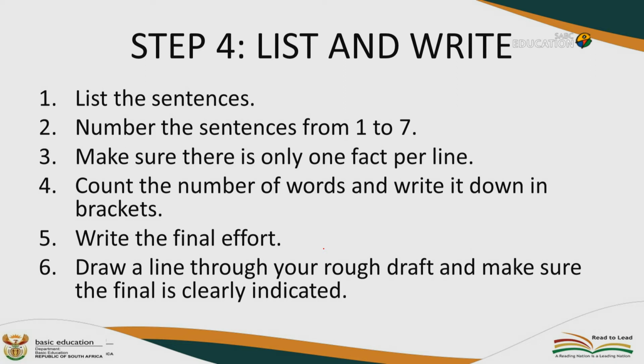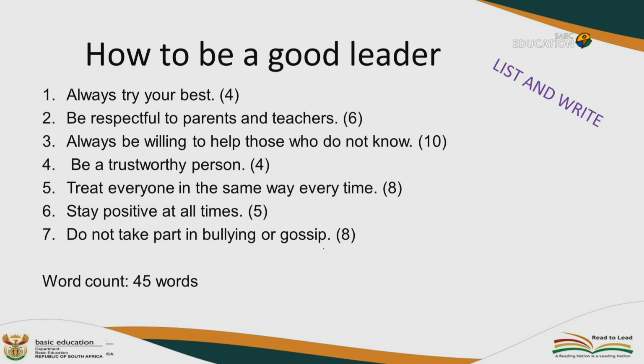Write the final effort. Remember, I said you cannot say final draft. It is final piece. Draw a line through your rough draft and make sure the final is clearly indicated. On top, you write final piece. How to be a good leader? You're listing now. You see, this is what I meant by saying numbering 1, 2, 3, 4, 5, 6, 7.